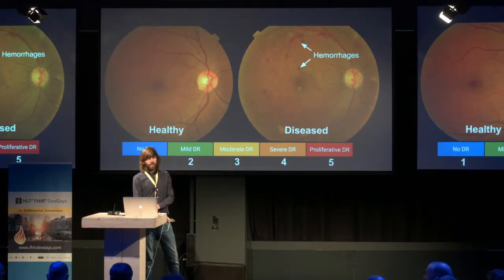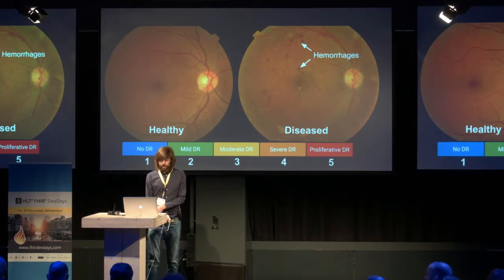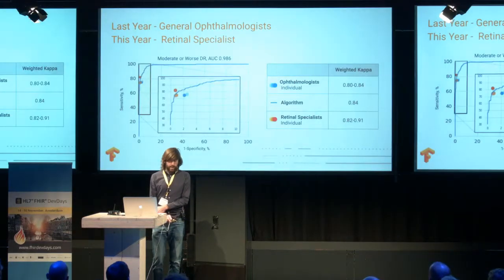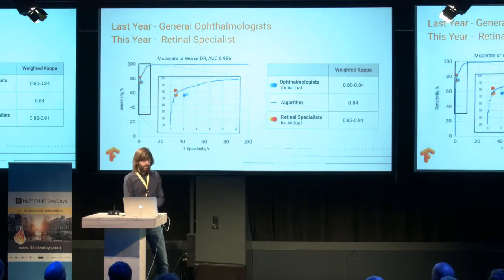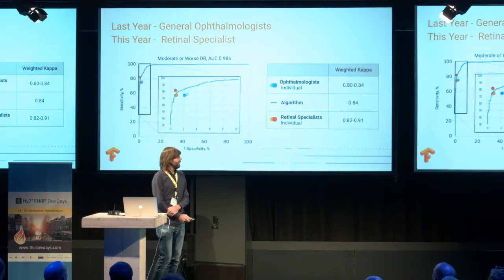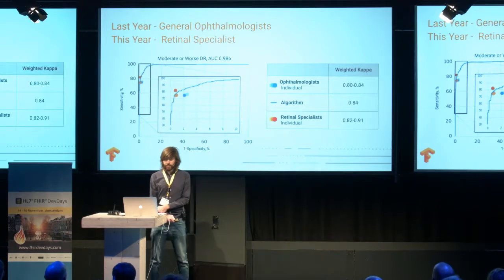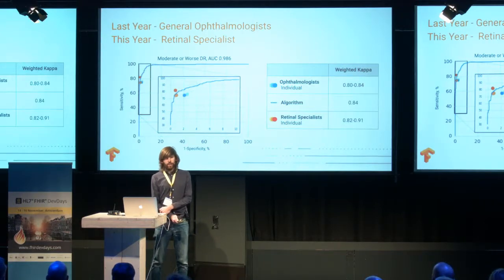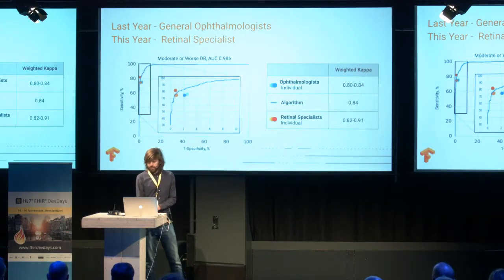And so the question was, can a computer do this as well as humans, or better? It turns out that the answer is yes. Over the past years, the team has been working on this and getting better and better. And as of this year, they're as good as retinal specialists, which actually means that the computer is probably better at grading this than even the doctor that you would see in the US or in Europe if you go for screenings like this.